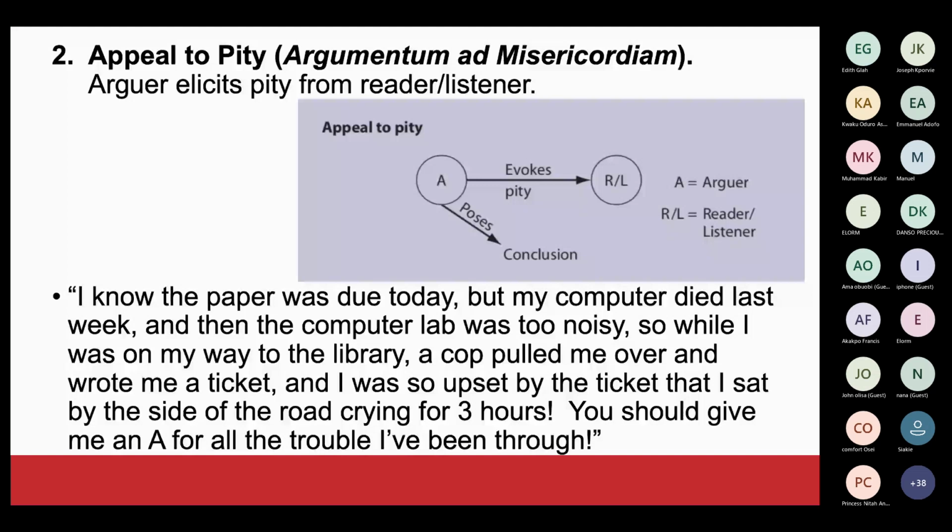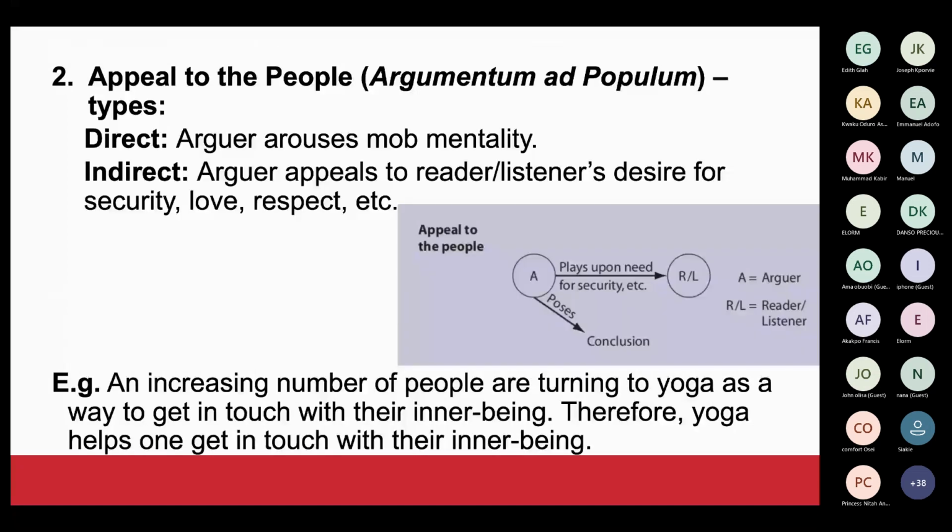Then we have the appeal to the people. Appeal to the people, we have the direct, and then we have the indirect. With the direct one, that is where the arguer arouses mob mentality.